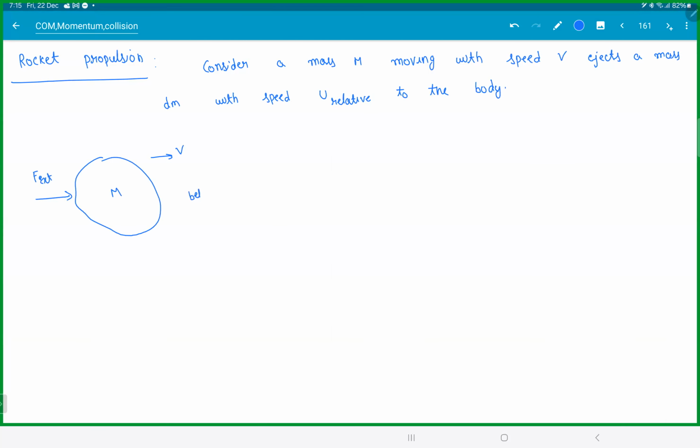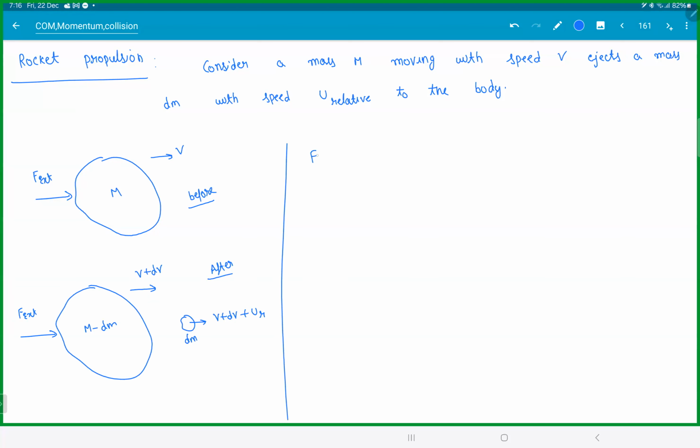So this is before ejecting. After ejecting, this mass will become m minus dm because you throw some mass out. And remember, there's still an external force pushing it. Let this velocity become v plus dv, because the force is pushing, maybe the speed will change. It can be positive or negative dv. And this dm particle which you throw out will have a speed of v plus dv plus u relative. This is after ejecting. The derivation is not really that important, the result is more important, but see, now we know the external force F is equal to the change in momentum by time.